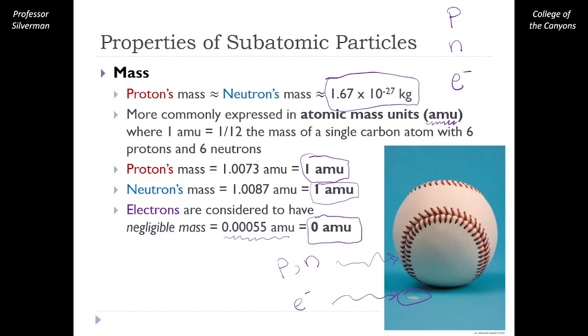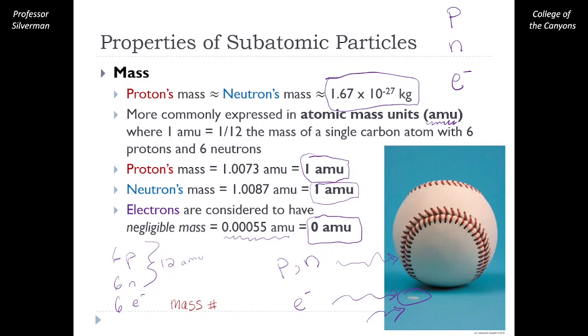If you're adding up something like a carbon atom, which has 6 protons, 6 neutrons, and 6 electrons, we have 12 atomic mass units from our protons and neutrons. But our electrons, we're adding 6 grains of rice to about 12 baseballs. Is that really going to meaningfully change our mass? The answer is not really.